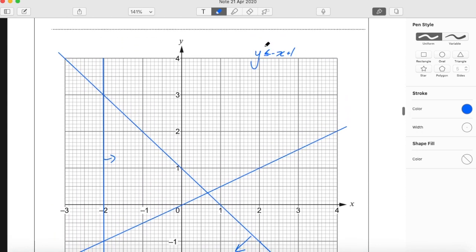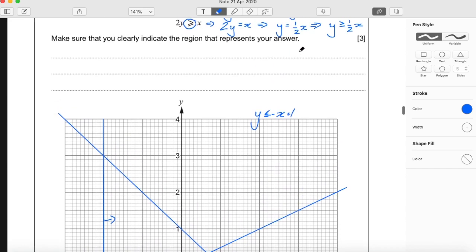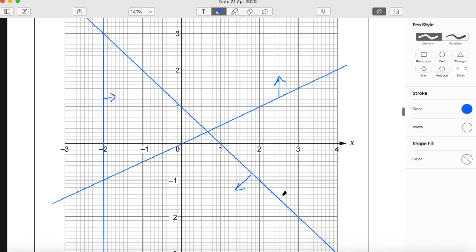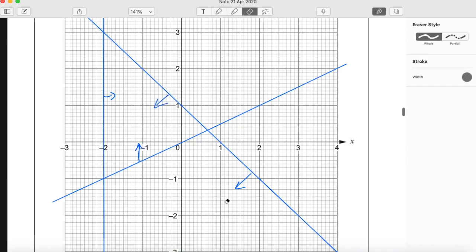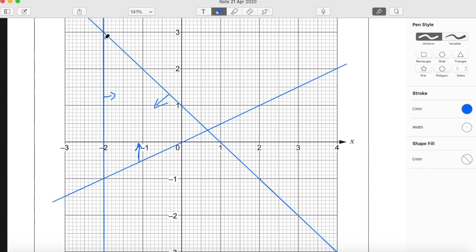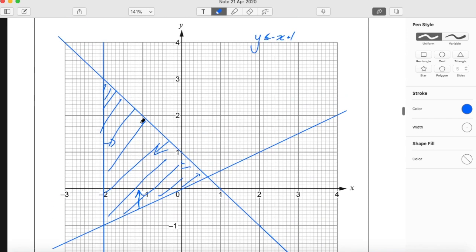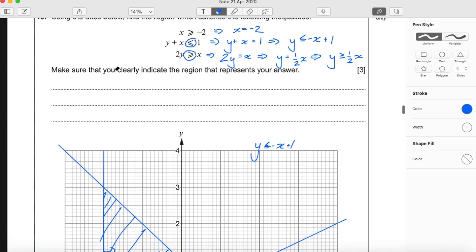And we said y was less than, no we didn't, we said y is greater than the line y equals half x, so it's this side of the line. So looking at all the arrows that we drew earlier, this is the area that is bounded by those inequalities. And that's our clear indication of our inequalities.